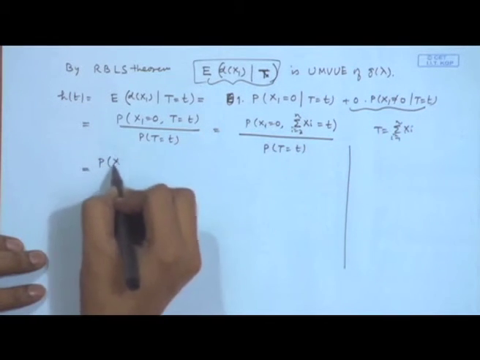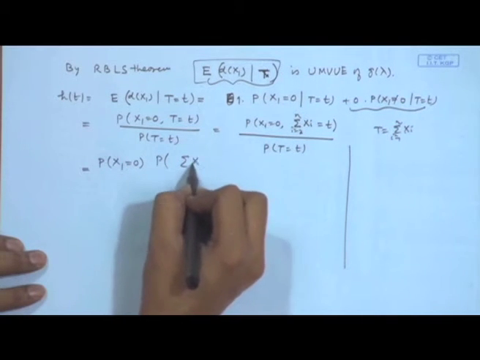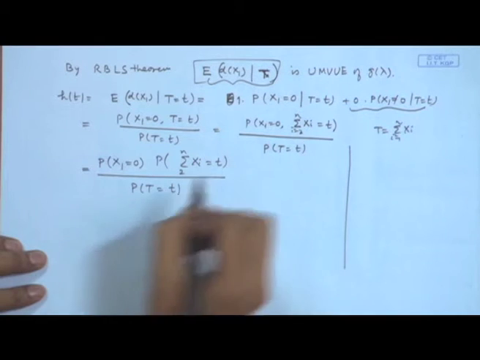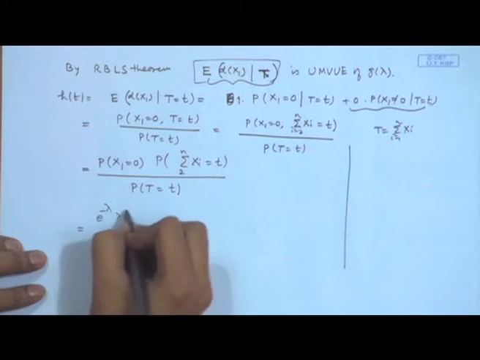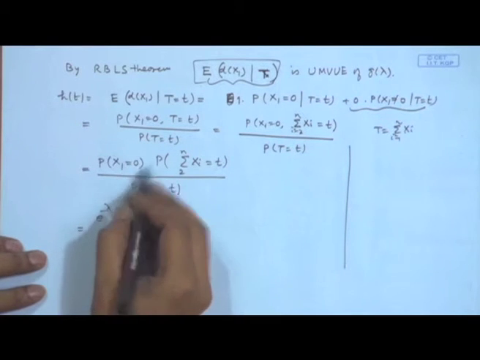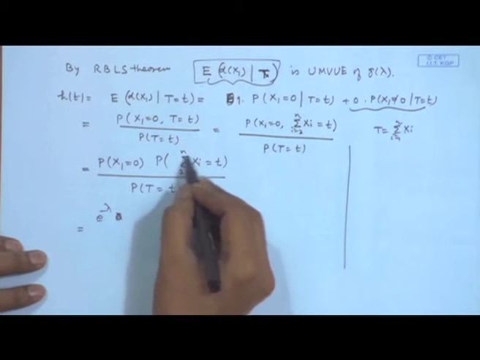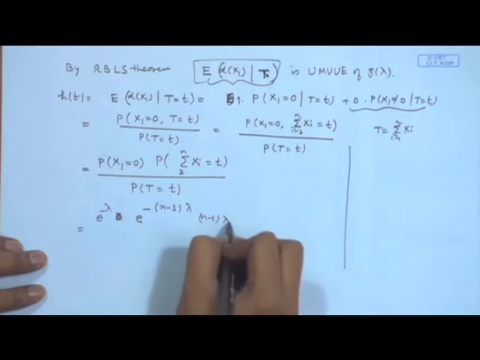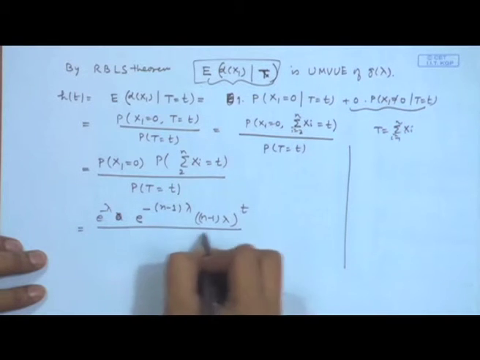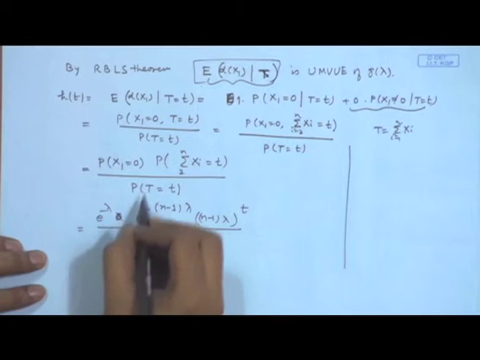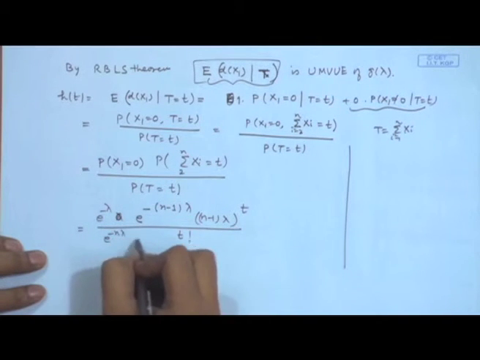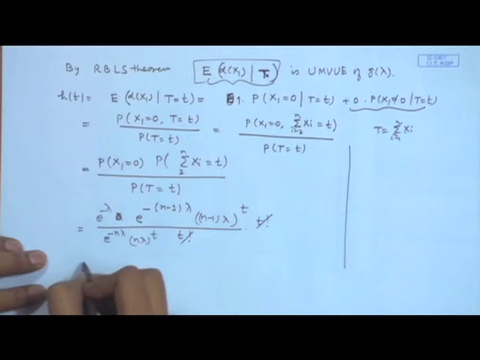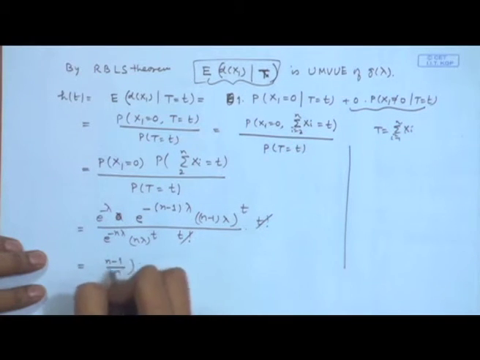So, it becomes probability of X_1 equal to 0 times probability of sigma X_i from 2 to n equal to t, divided by probability T is equal to t. So, that is equal to e to the power minus λ, λ to the power 0, so that term will not come. Then sigma X_i from 2 to n follows Poisson((n−1)λ). So, it becomes e to the power minus (n−1)λ, ((n−1)λ) to the power t, divided by t factorial, and then probability T is equal to t, that is e to the power minus nλ, (nλ) to the power t, divided by t factorial. So, these terms get cancelled out and we are left with ((n−1)/n) to the power t.